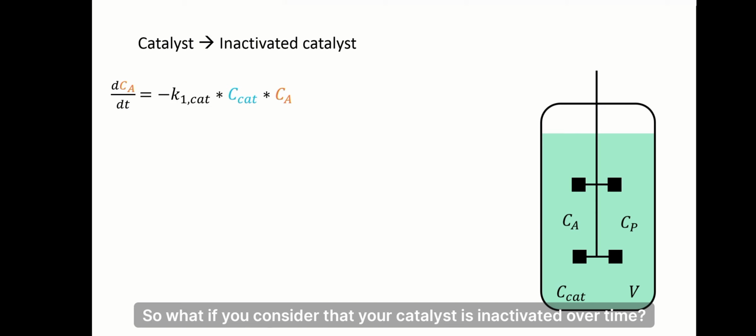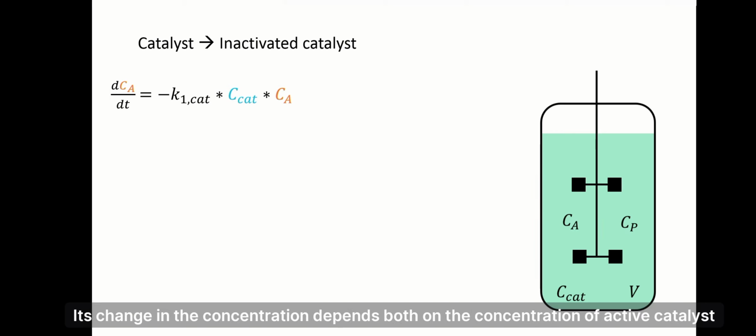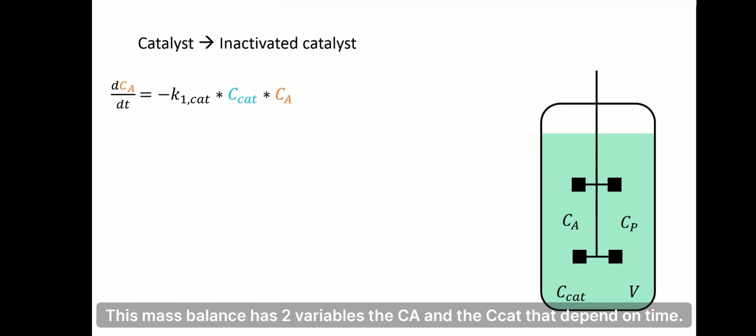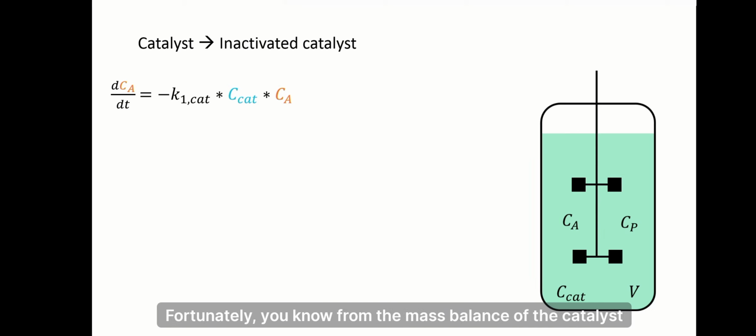So what if you consider that your catalyst is inactivated over time? In our batch reactor, both the concentration of reactant and the concentration of active catalyst decrease over time. Let us again set up the mass balance for the reactant A. Its change in the concentration depends both on the concentration of active catalysts and the concentration of the reactant. This mass balance has two variables, the Ca and the Ccat, that depend on time. And so the balance cannot be solved anymore by separating the variables.